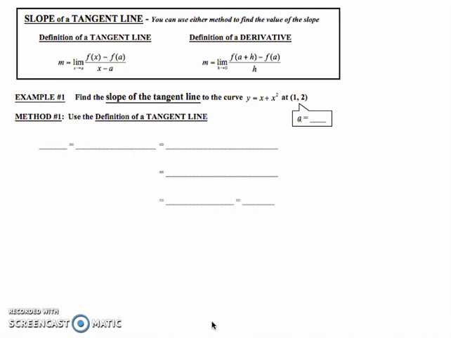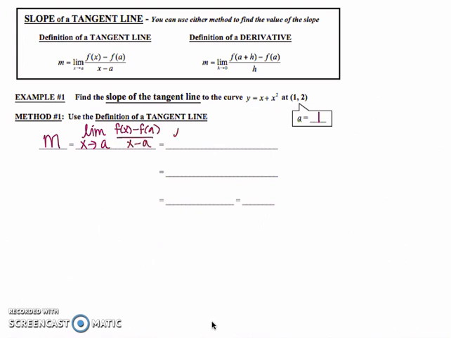All right, so our example here is we want to find the slope of the tangent line to the curve y equals x plus x squared at the point 1, 2. So it's important to note that our a value here is 1. Okay, in that ordered pair, a is 1. So first I'm going to use the definition of a tangent line. So I'm finding the slope, which is going to be equal to the limit as x approaches a of f of x minus f of a over x minus a.